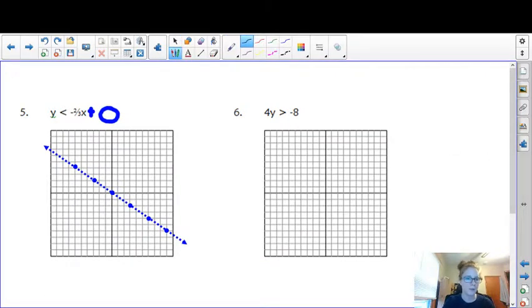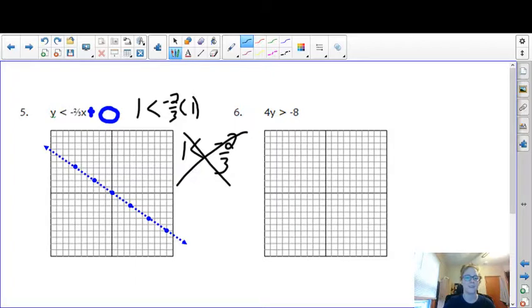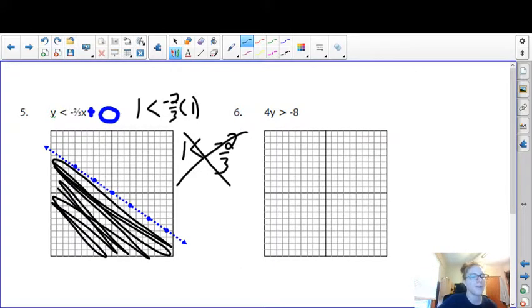And then let's go ahead and color. So I can't pick 0, 0 because that doesn't work. Let's try 1. Is 1 less than negative 2 times 3? I'm sorry, negative 2/3 times 1. So negative 2/3 times 1 is negative 2/3. So is 1 smaller than negative 2/3? No. A positive number can't be smaller. So because that's not true, you notice 1, 1 would be right where my mouse is. We are not going to color there since that wasn't a true statement. So we're down here.